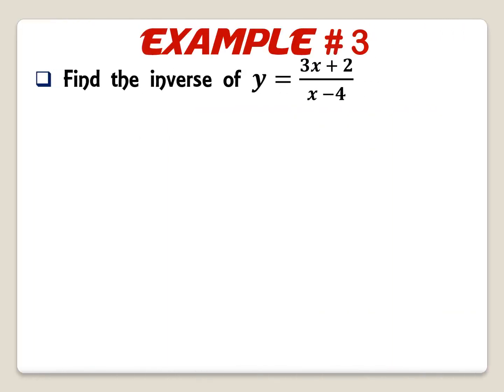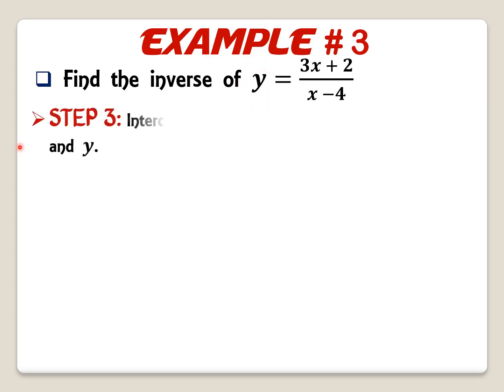Okay, let's have the last example. Find the inverse of y is equal to 3x plus 2 divided by x minus 4. Okay, step number 1, determine whether it is 1 to 1. You know that this is a rational function. Okay, and then step number 2, replace f of x by y. Since this is already in terms of y, we will now proceed to step number 3.